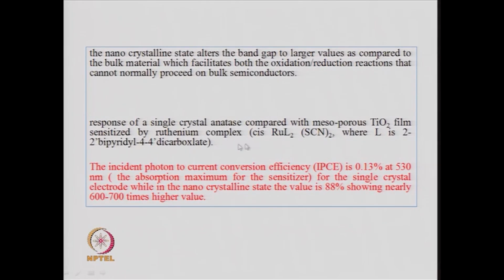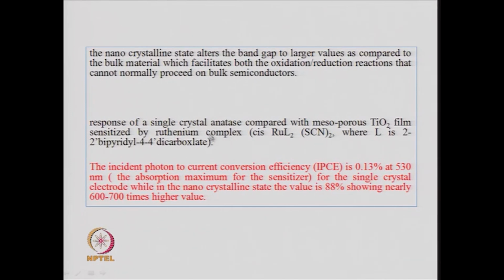Now, this dye is an organometallic compound, it has a metal which is ruthenium with some ligands. There are two bipyridyl dicarboxylate ligands, and there are two thiocyanate ligands. This thiocyanate is a monodentate ligand and this bipyridyl is a bidentate ligand. So, the ruthenium L2 (SCN)2 is like an octahedral molecule, and it behaves like a dye, and this is a common dye which is used.